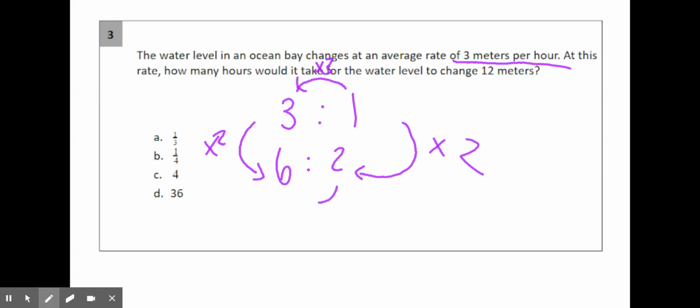And then the same thing goes here. You can see they have a relationship. 2 times 3 equals 6. So to find our answer, we would just do what the opposite of multiplying by 3 is, because we want to know how many hours it would take to get to 12 meters. And so the opposite of multiplying is dividing. So we would just divide by 3. And we get 4. Our answer is C.